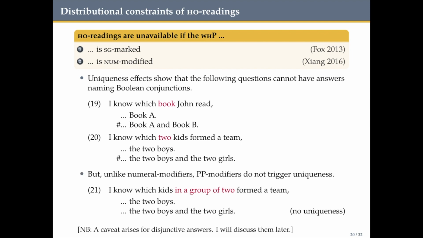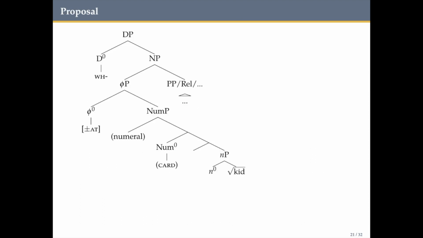However, in contrast to numeral modifiers like two, the PP modifier in a group of two does not trigger uniqueness. It is coherent to say, I know which kids in the group of two form the team, the two boys and the two girls. So it seems that the availability of a higher-order reading is somehow sensitive to the internal structure of the which-phrase.